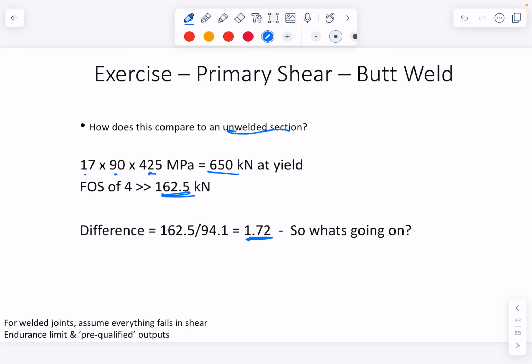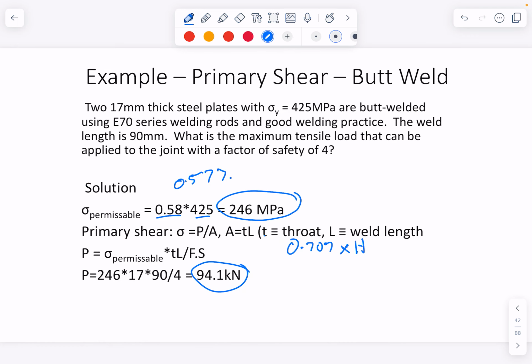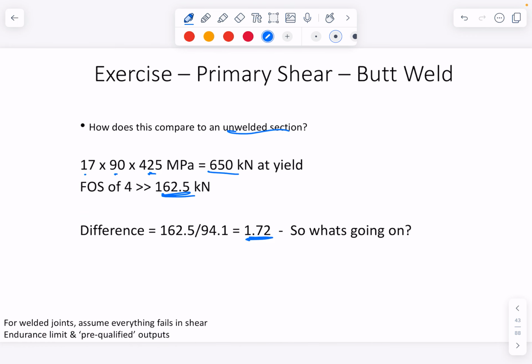So if this is a weld that is un-X-rayed but done by a professional, then this is probably the value you'd be assigning as a suitable load for it. You wouldn't be going anywhere near this. So again, I believe these are pre-qualified levels that you can use. If in doubt, check your standard. Everywhere, check your standard.